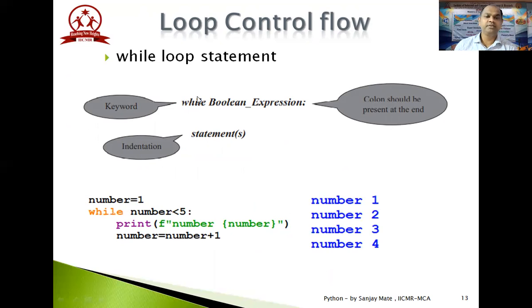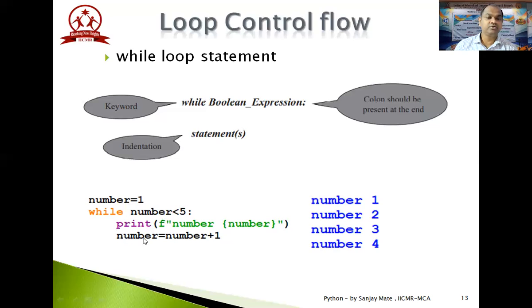In the while loop, while is a keyword, then you need one condition, then a colon, and then the statements. So let's see, I want to print 1, 2, 3, 4. Here I am taking number is equal to 1, while number is less than 5, I'm not putting the condition inside brackets, colon, that is the starting of the loop, indentation, print number. After printing the number, I want to increase that number by 1, that is, number is equal to number plus 1.